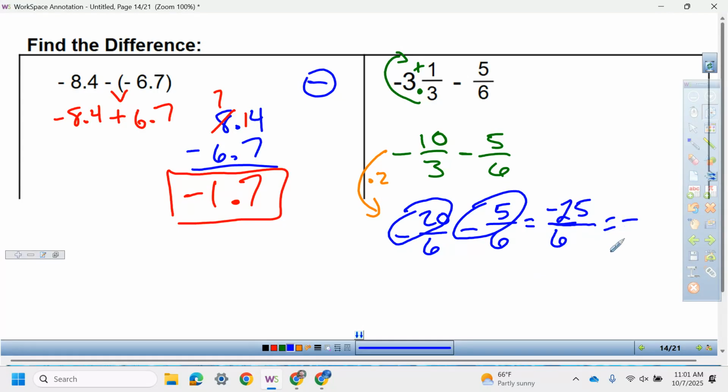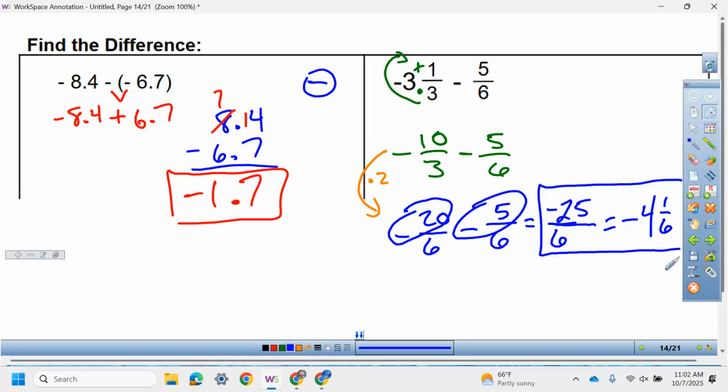Let's make that a mixed number just to practice. 6 times what gets me really close to 25? That would be 4. That's 24, so 1 is left over. And 6 is our denominator. And there are our final answers.